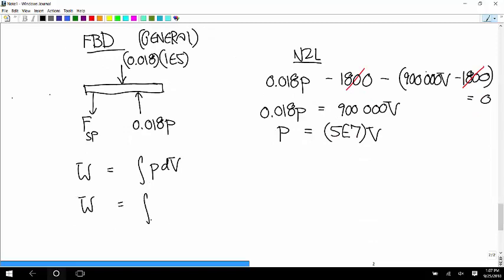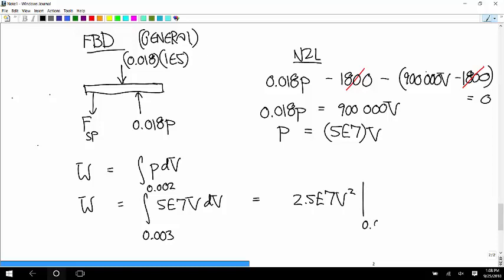So work is equal to the integral of 5 times 10 to the 7th times V dV, integrated from the starting volume of 0.003 to the ending volume of 0.002. And so that is 2.5 times 10 to the 7 V squared, evaluated from 0.003 to 0.002. Can someone calculate that?